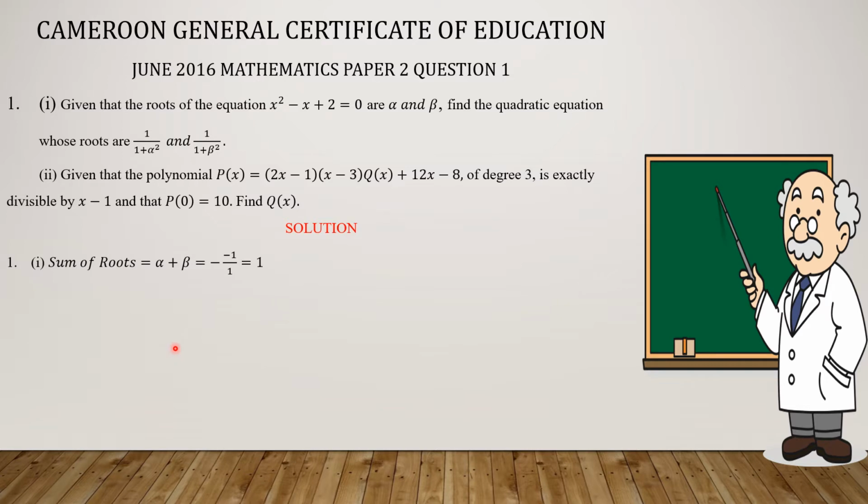So the basic knowledge we need to get from this equation that is given are our sum of roots and our product of roots. So our sum of roots, which is alpha plus beta, is negative b over a. So we have negative 1 over 1, which is 1. And our product of roots, which is simply alpha beta, is c over a. So we have 2 over 1, which is 2.